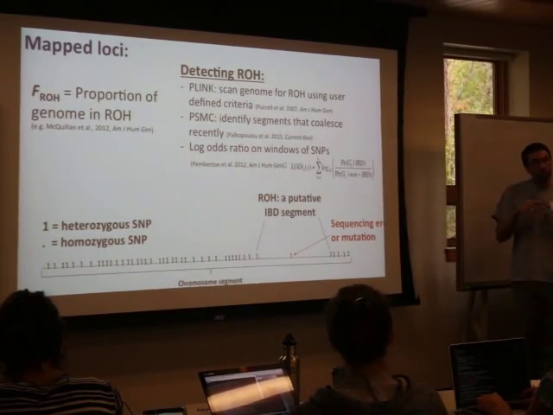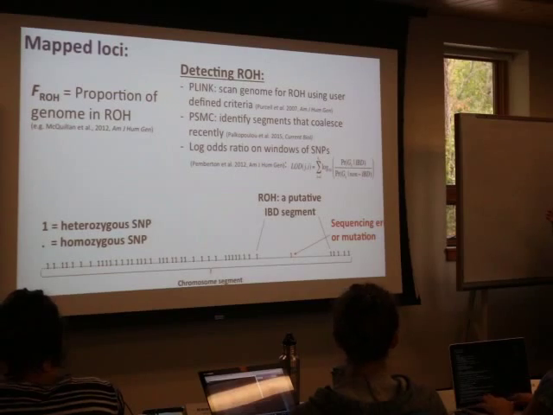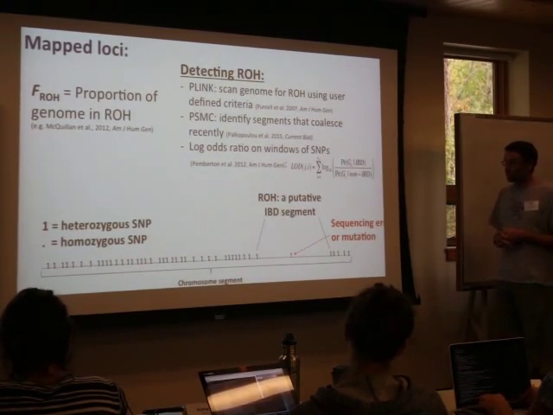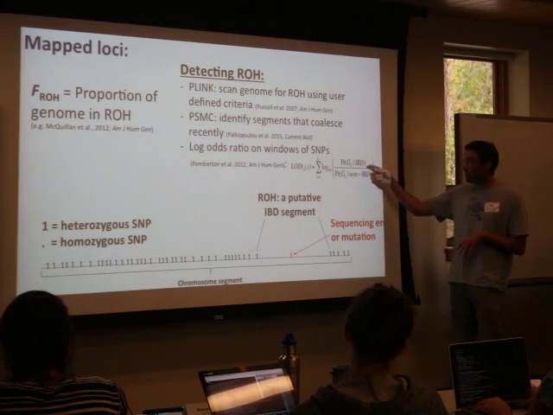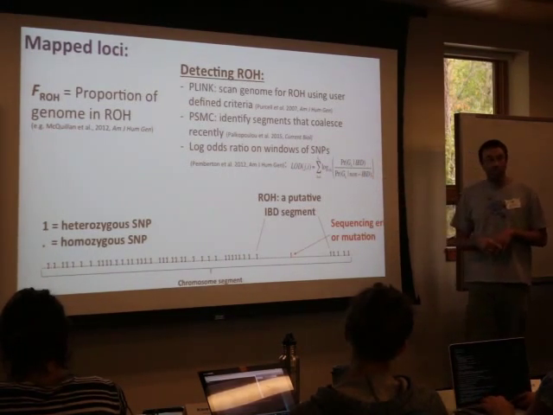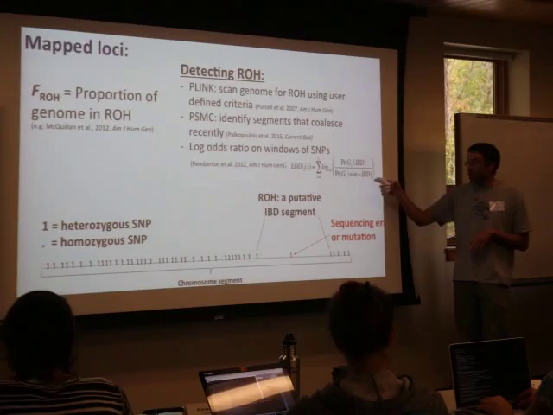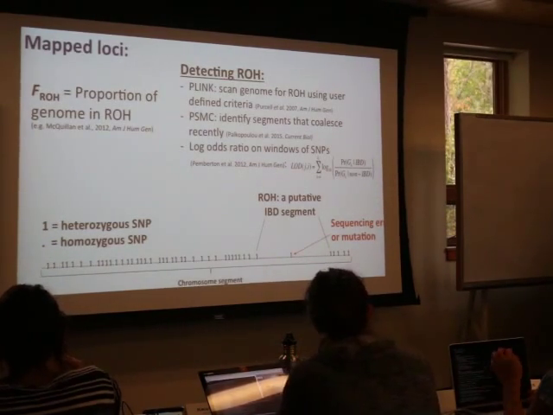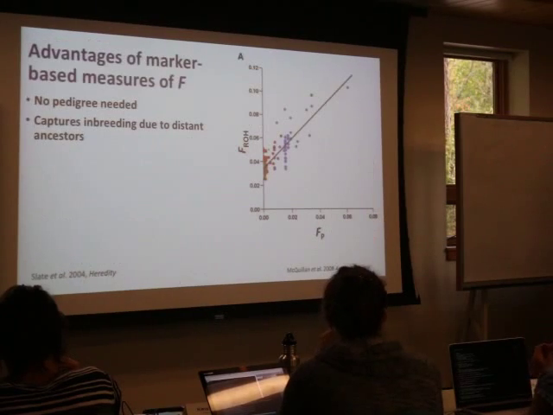For chunk windows of SNPs in the genome, we calculate a log odds ratio, basically the ratio of the probability of the genotypes assuming they're identical by descent, and the probability of the genotypes assuming non-IBD. And when we see large values for that, it's indicative of the segment being identical by descent.